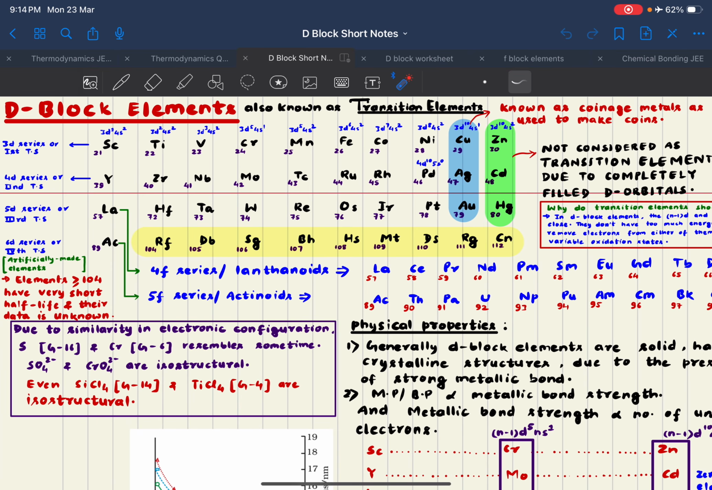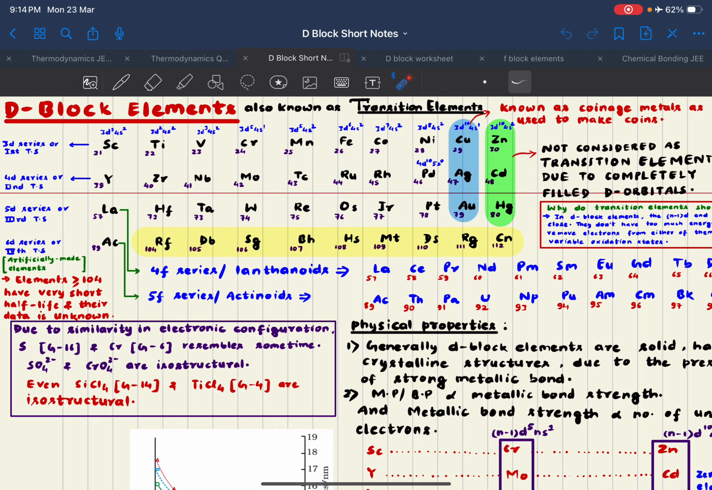Yes, so now we're going to talk about the D block elements, right? D block elements are also known as transition elements. So the first question: why are D block elements specifically called D block elements? Why will an element be called a D block element? Because when you write its configuration, kindly listen, if the last electron goes into the D subshell, then the element belongs to the D block.